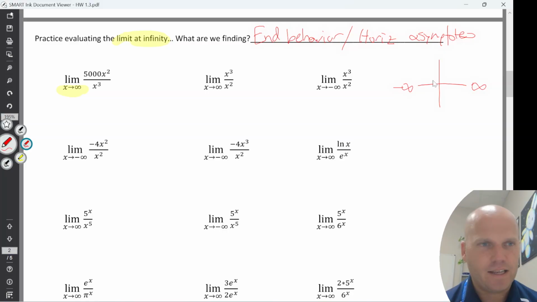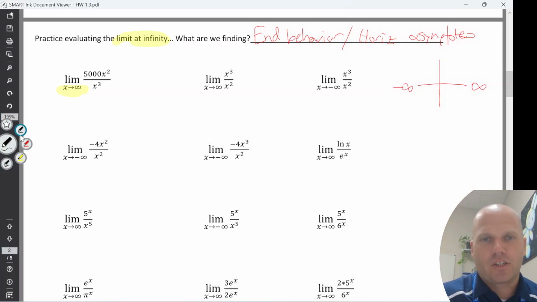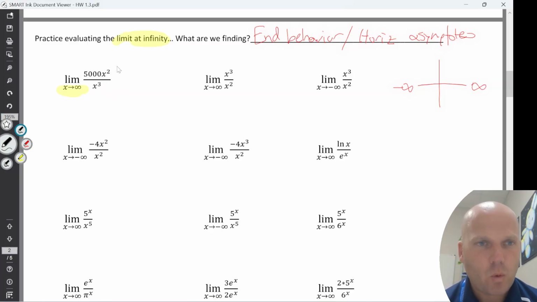Now, we talked about in class, understand more, memorize less. We're not memorizing something. Rather, we are identifying situations conceptually with infinity, how certain infinities are bigger than others or faster than others. Infinity squared times 5,000 is a slower infinity, a smaller infinity than infinity cubed.